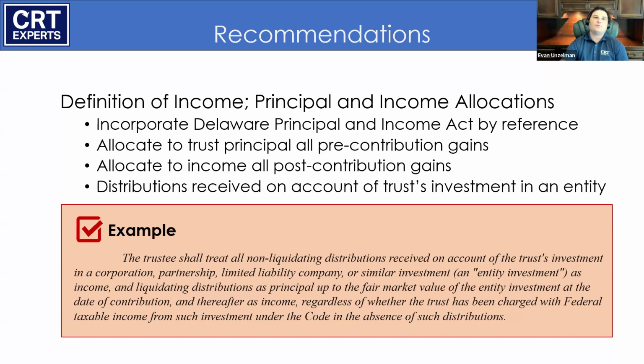In the Jones example, you've got a $12 million real estate position with a basis of $2 million. That $10 million pre-contribution gain should not be allocated to income. That is principal. Any post-contribution gain, though, any gain beyond that $12 million, the value of the property that's donated, should be allocated to income. That's the example up here on the screen. We also want to explicitly write into the trust instrument that distributions received on account of a trust investment in an entity be allocated to income as well.